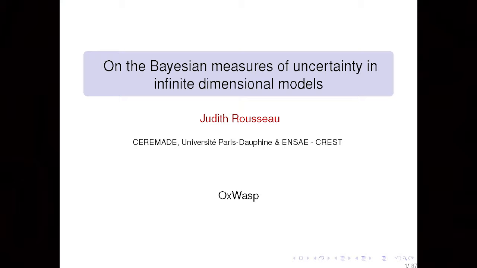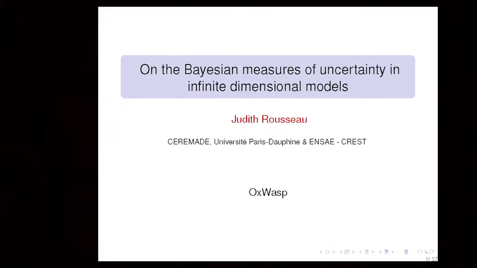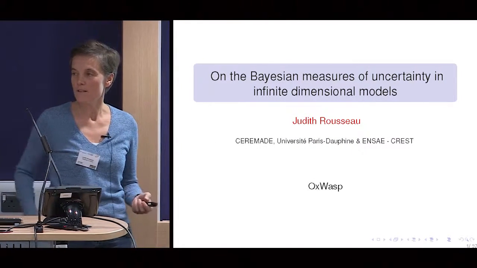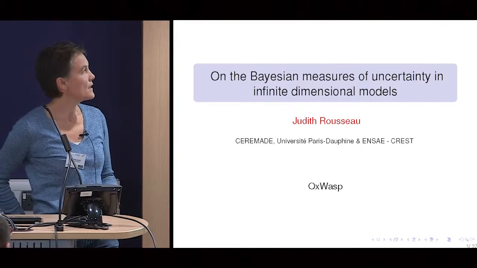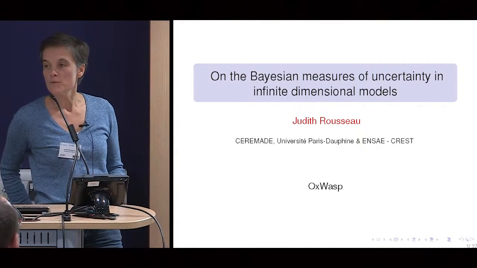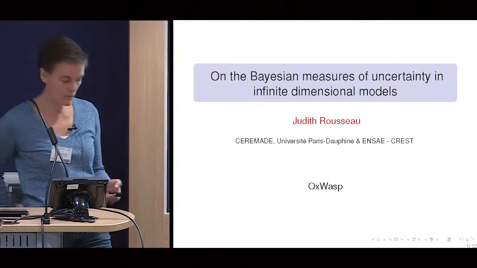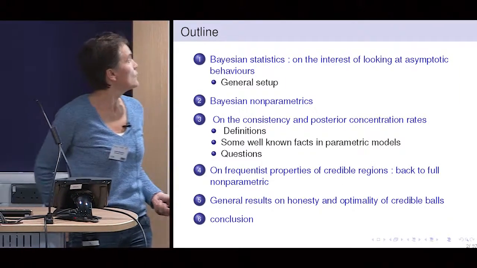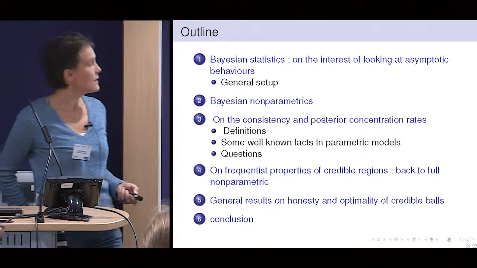I'm going to briefly describe at the beginning the overall idea about Bayesian asymptotics in high-dimensional models. And then I'll concentrate on some recent results we've obtained to get measures of asymptoticity in high-dimensional models. So, general setup to begin with.